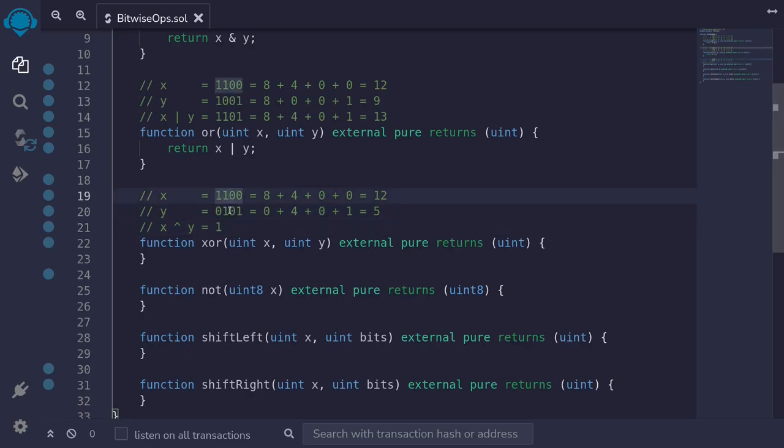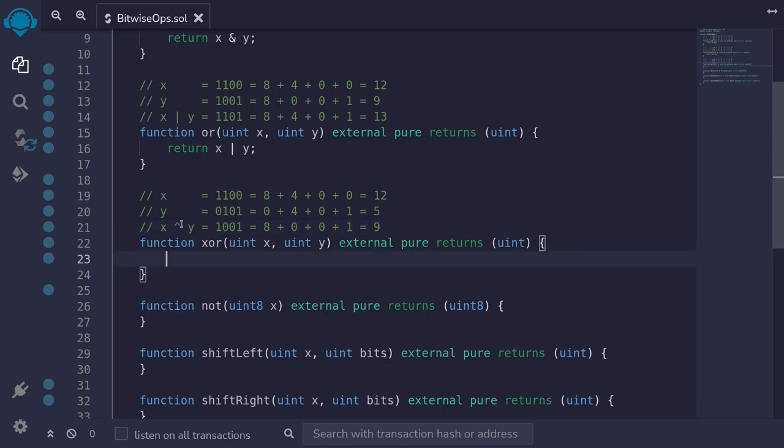Next, we have a 1 and a 1. XOR returns a 1 only if one of the bits is a 1. In this case, we have both of them being a 1, so this will return a 0. The next bit is a 0 and a 0, so it will return a 0. And lastly, the last bit is 0 and a 1, so the XOR returns a 1. And this is equal to 8 plus 0 plus 0 plus 1, which is equal to 9. In Solidity, we will use this character for the XOR operator.